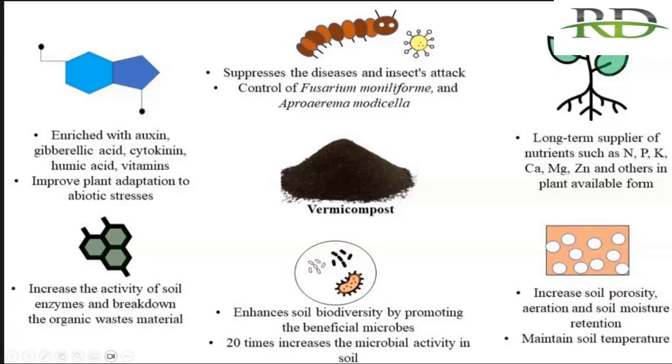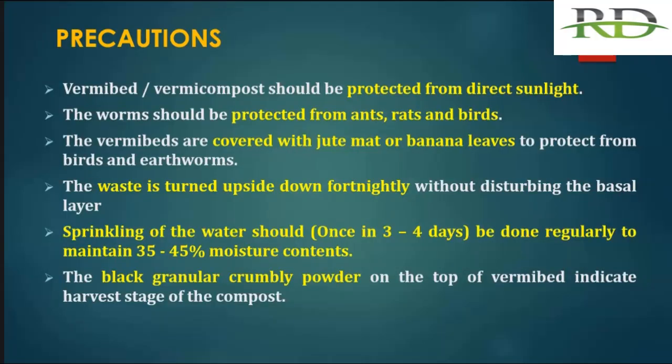Some of the precautions we have to take when we prepare vermibeds or vermicompost: the beds should be protected from direct sunlight. The worms should be protected from ants, rats, and birds. The vermibeds are covered with jute mat or banana leaves to protect against birds. The waste is turned upside down fortnightly without disturbing the base layer. Sprinkling of water should be done once in 3 to 4 days, because only if you maintain regular moisture can the worms survive.